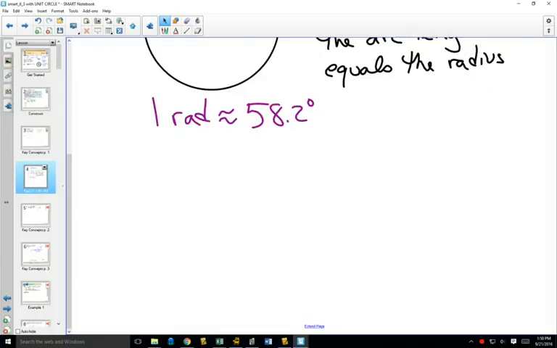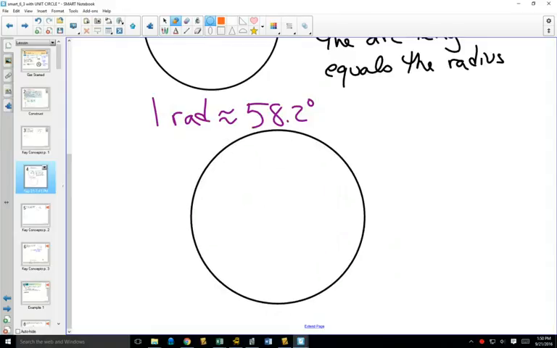So now, if we take a circle, again, make a new circle, and now we try to figure out exactly how many radians there are in, like, what is 1 radian exactly in degrees? So if we start with the center of our circle, and, ooh, that's pretty. And there is our radius.